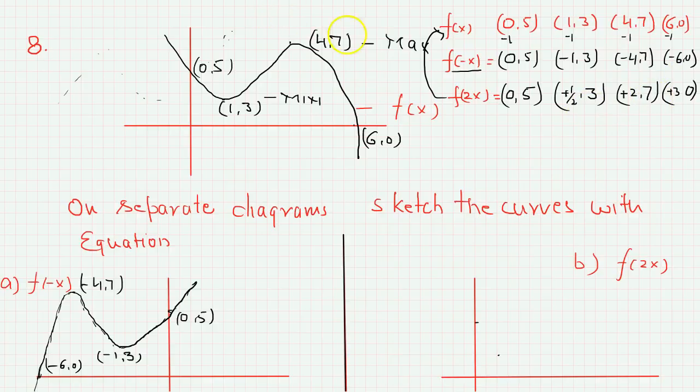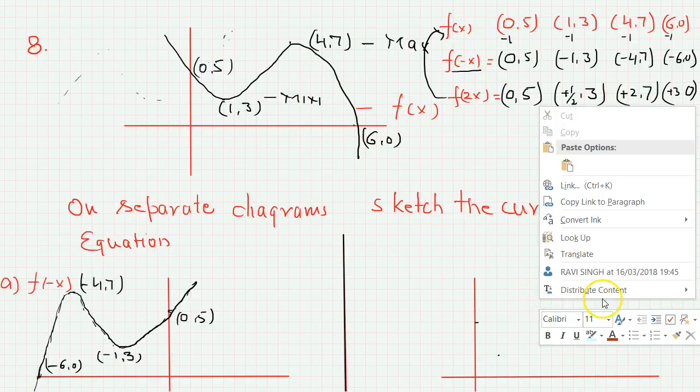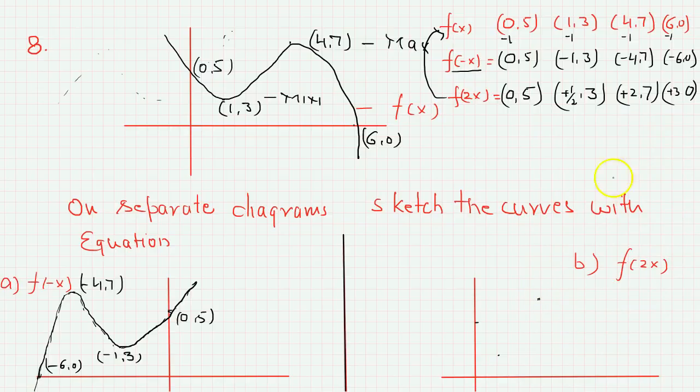Then 2 and 7, this is 4 and 7. So x will become 2 and y will remain 7. So this is 2 and 7. And 3 and 0. 6, 0 will become 3 and 0. So our curve will be like this. You can see the curve is compressed by a factor of 2. So the points will be 0, 5, 1/2 and 3, 2 and 7, and 3 and 0.